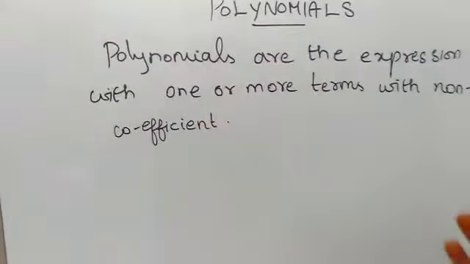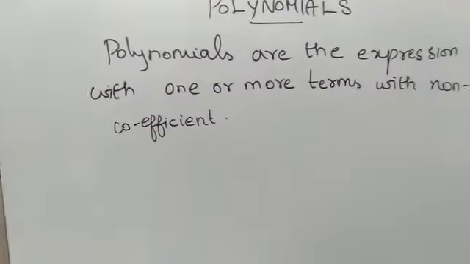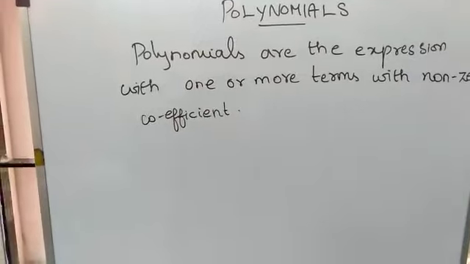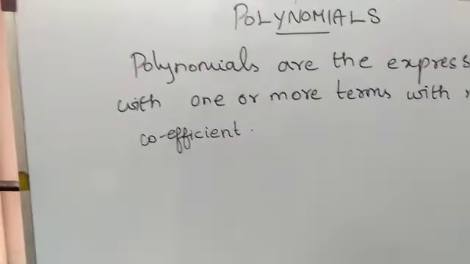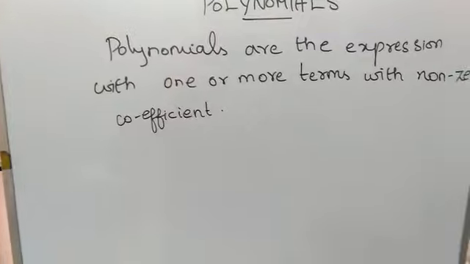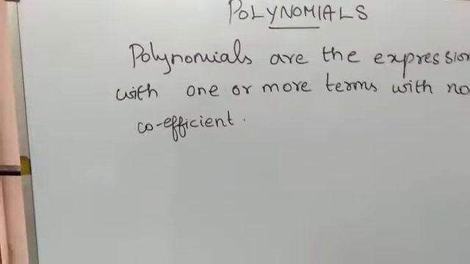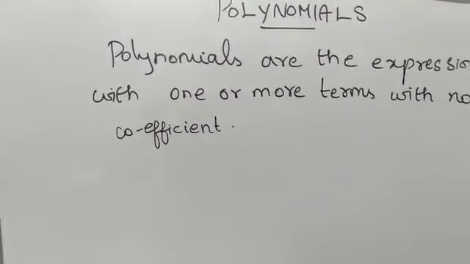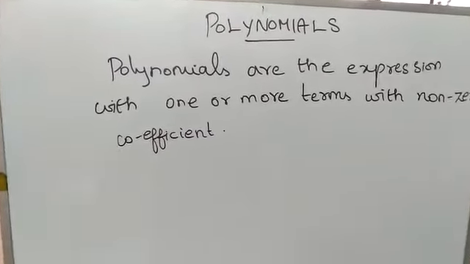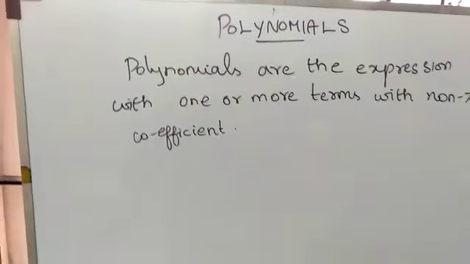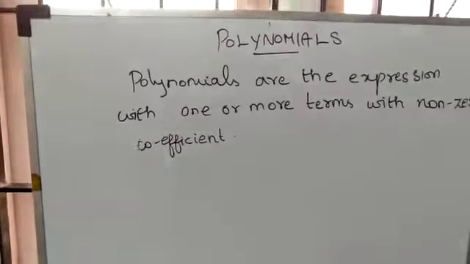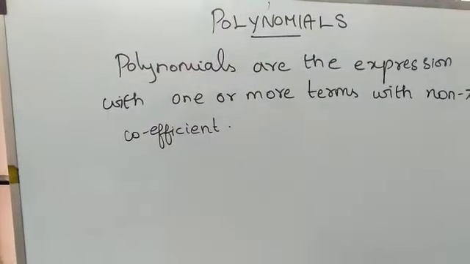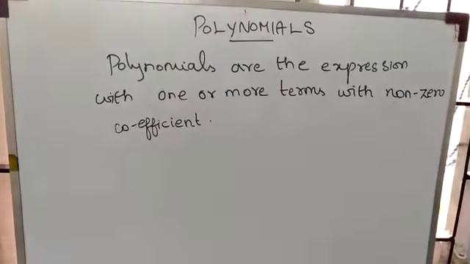So polynomials are expressions, like 3x, 4x, 5x, with one or more terms. So it can be comprised of a single term, for example 3x, 4x, 3y, 4y, or more terms like 3x plus 4y, 7x plus 8y, with non-zero coefficient. Non-zero coefficient means any number other than 0. We call it a non-zero coefficient. So I repeat, polynomials are the expressions with one or more terms with non-zero coefficient.